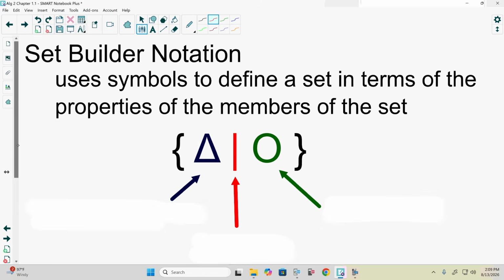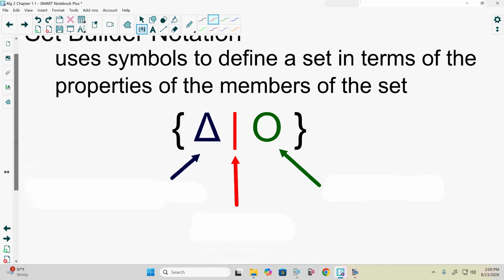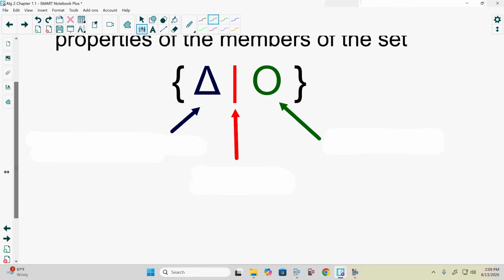That's where we get set builder notation. This gives us a way to describe a set or a group of numbers that is not easily writable or built from a set pattern. Now, I do it this way. I give us these shapes so that we don't have something necessarily that we're directly connecting it to.